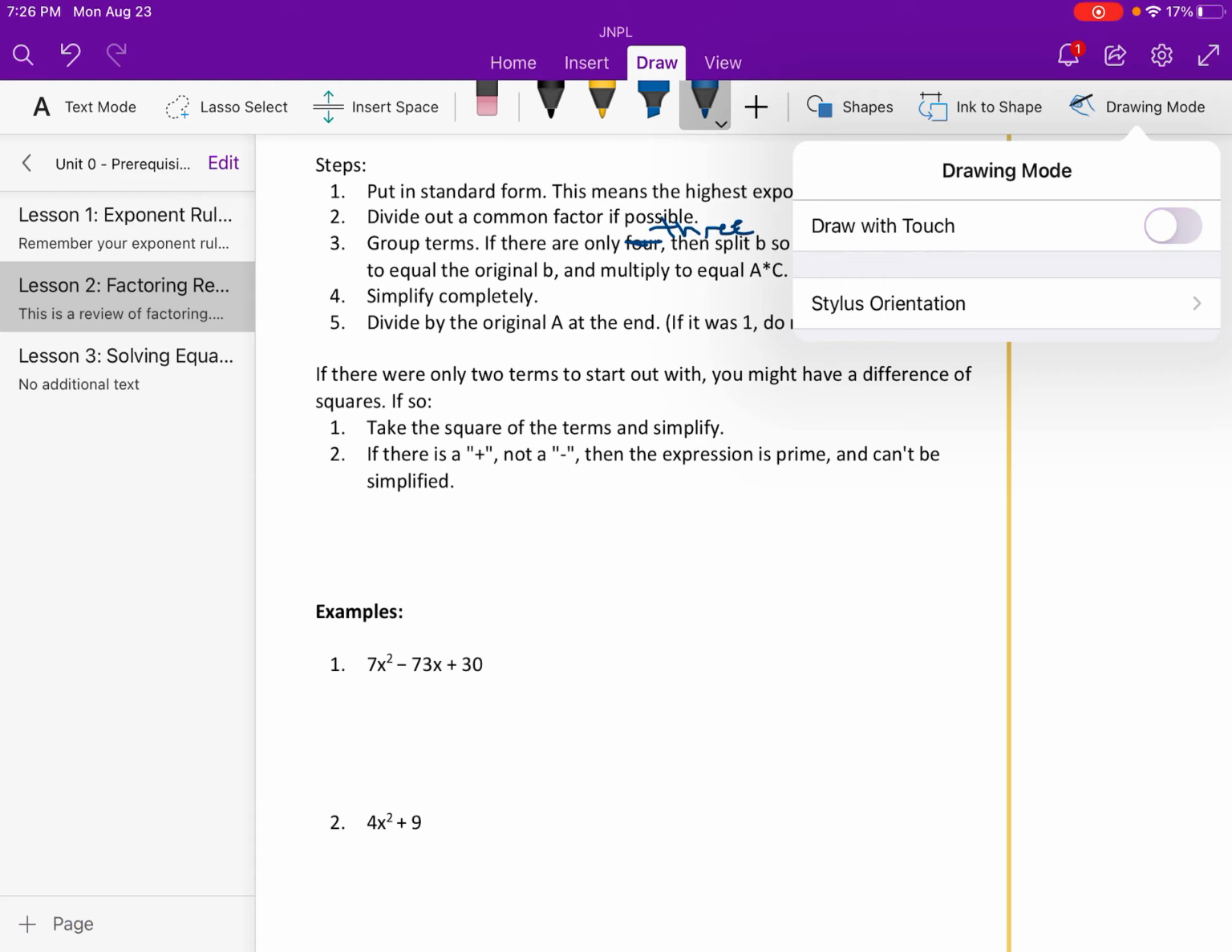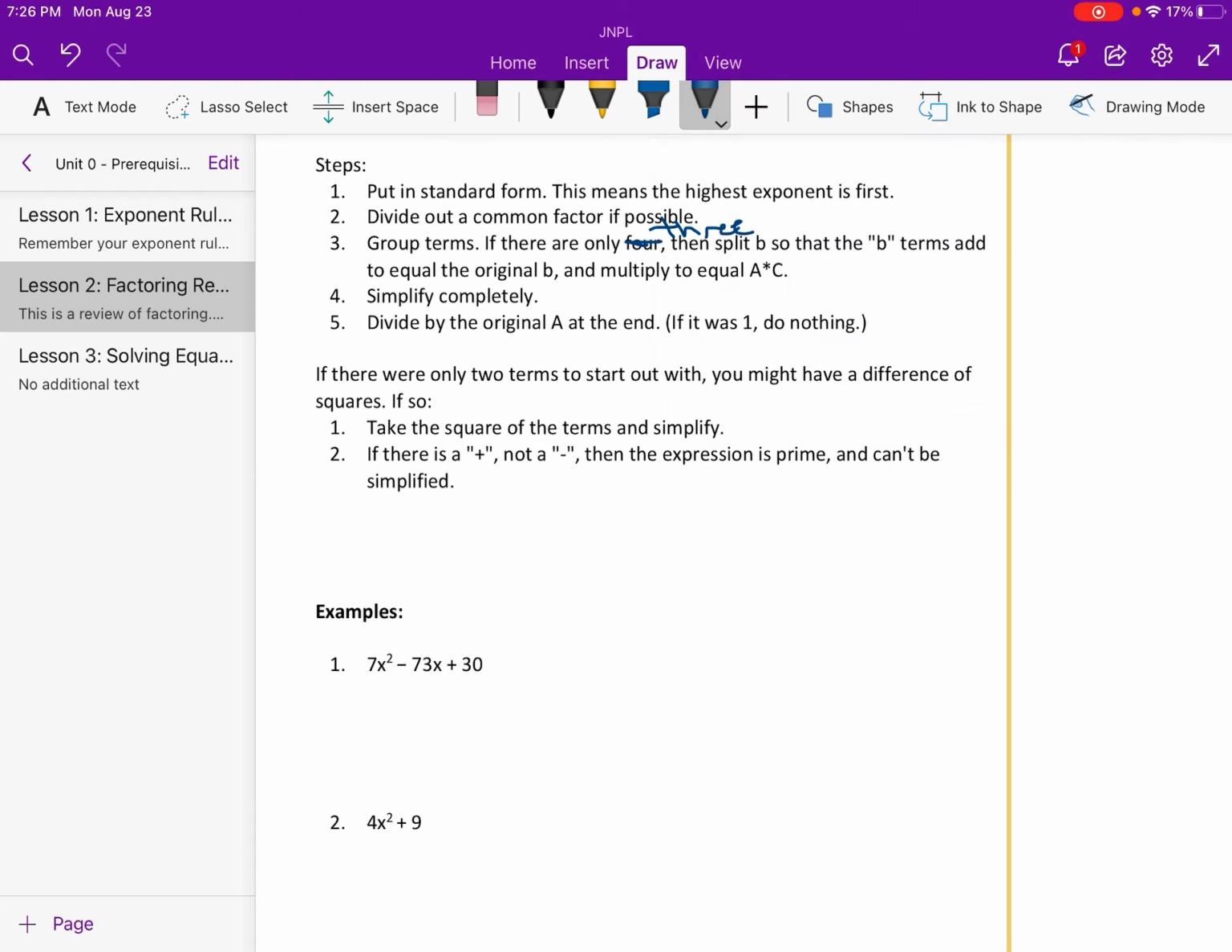If there's only 3 terms, then split the b. So there's a, b, and c. So it will sometimes be something like this. The exponents don't have to be that, but whatever this b is, split it to where the 2 terms that you split b into add to equal what the original b was, and then when they multiply, they equal a times c. If a is 1, then it basically just equals what c is.